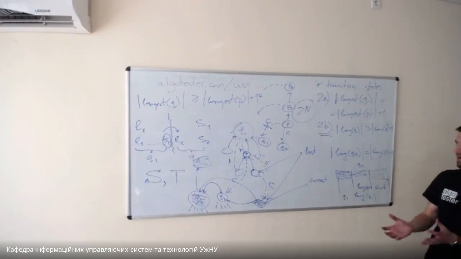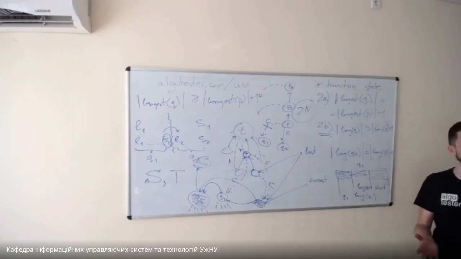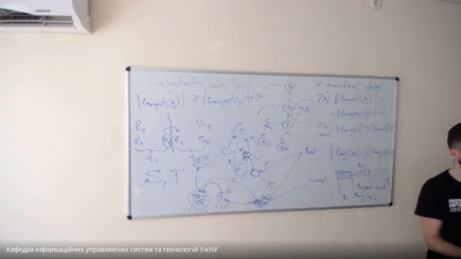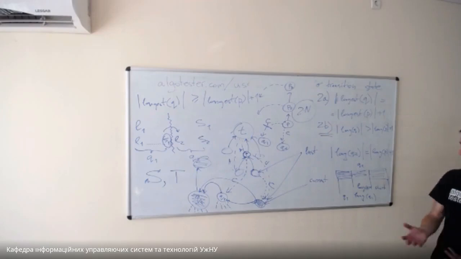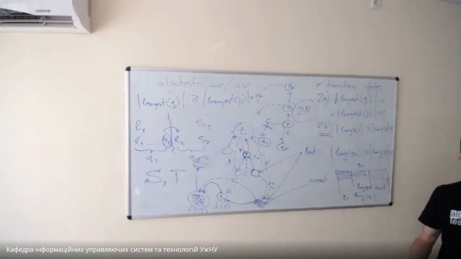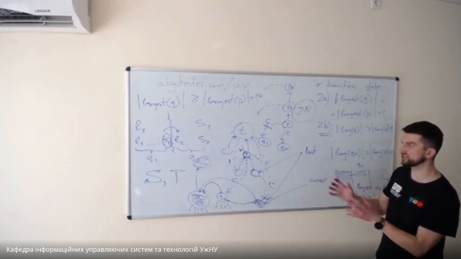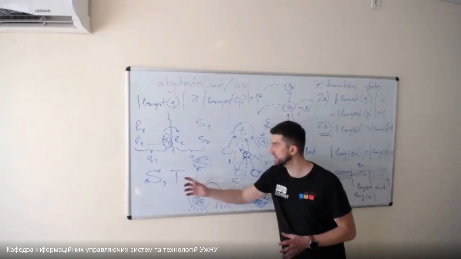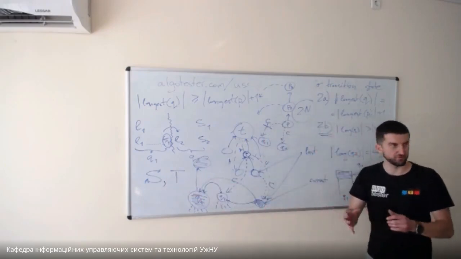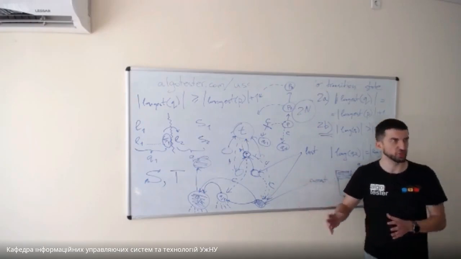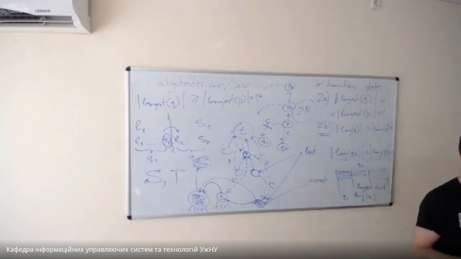And if at any point there is no transition for the current character, then we fail. Otherwise, we are good. And note that for every substring of string S, there is a path from the root of the suffix automaton to some vertex, not necessarily the terminal one.